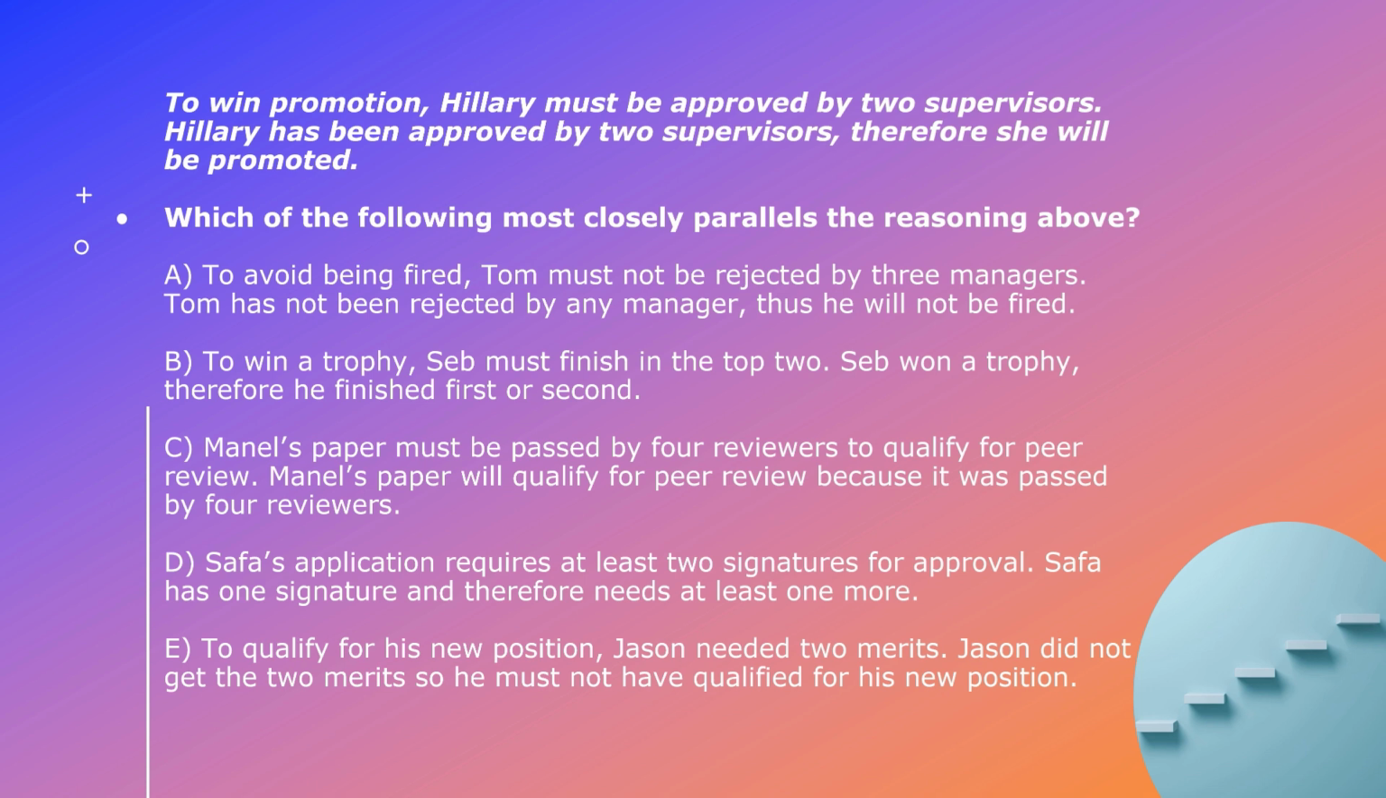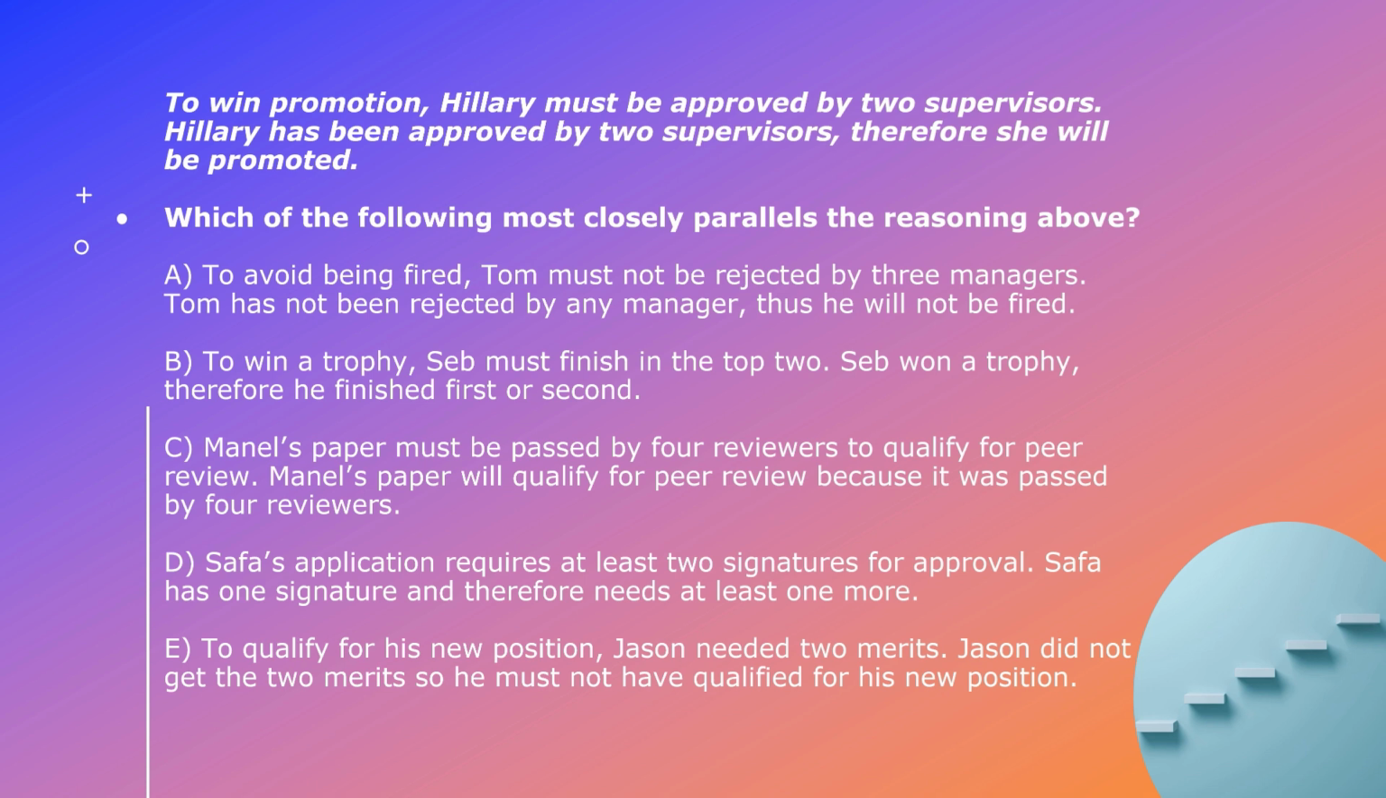B, to win a trophy, plus, that's an achievement. I'm not saying that trophies are great. I'm just saying we are achieving something, we're getting something. So that's a plus. Seb must finish in the top 2, so he must achieve something. Seb won a trophy, plus, therefore he finished, he achieved first or second. That's a plus. So is that therefore the correct answer because it was all pluses? The problem with B is that the logic was flawless. It might have sounded a bit like the original, but the original had flawed logic and this has flawless logic.